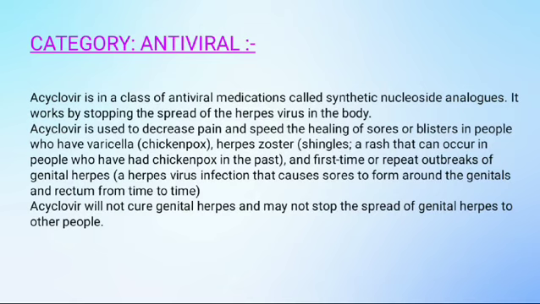Acyclovir is used to decrease pain and speed up the healing of sores or blisters in people who have varicella, that is chickenpox, and herpes zoster, that is shingles, a rash that can occur in people who had chickenpox in the past, and first time or repeat outbreak of genital herpes. Genital herpes is a virus infection that causes sores to form around the genitals and rectum from time to time. Acyclovir will not cure genital herpes and may not stop the spread of genital herpes to other people.